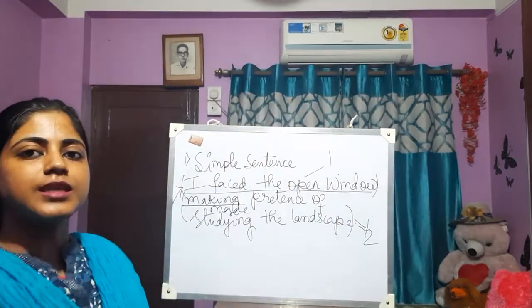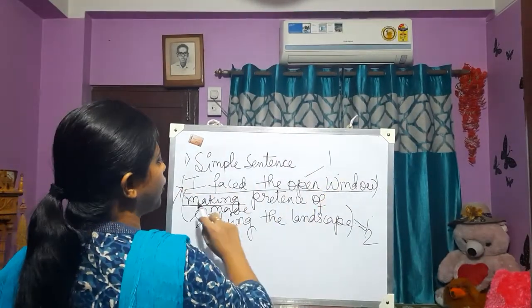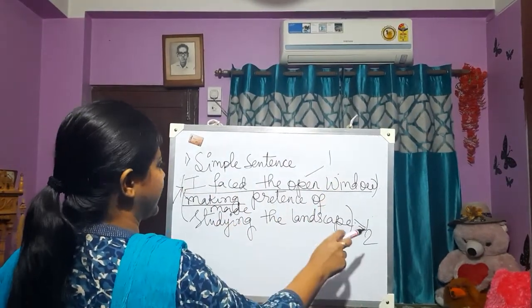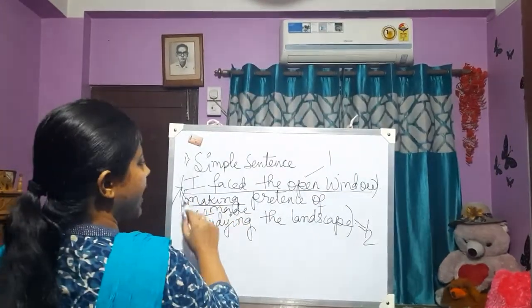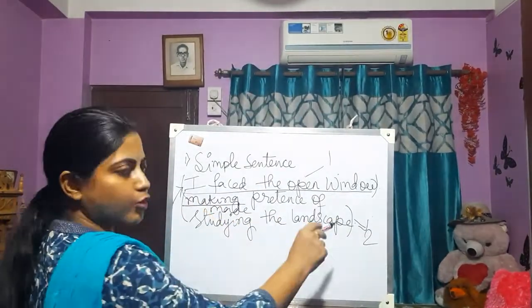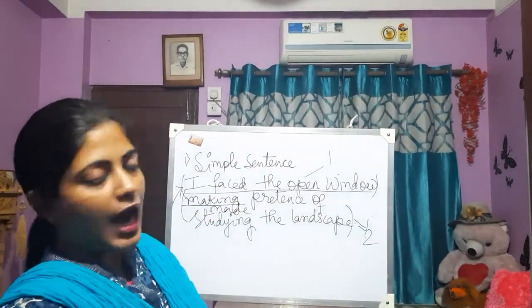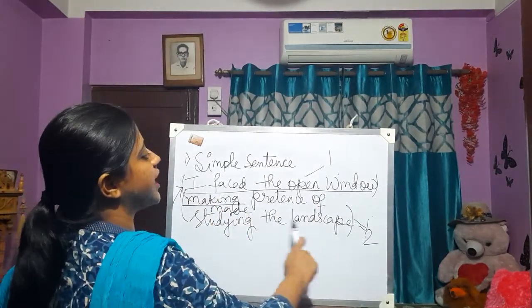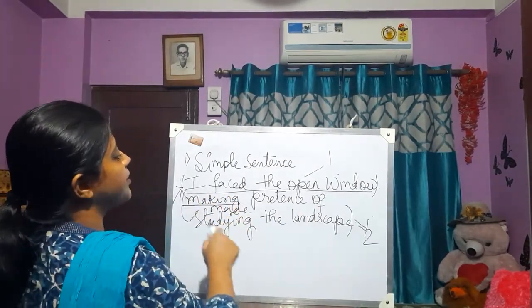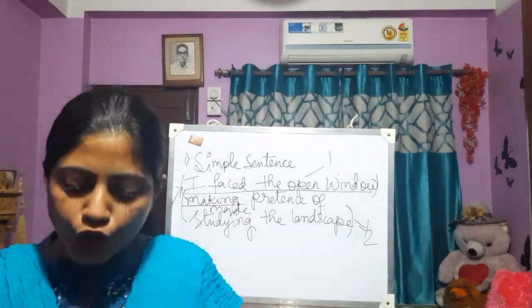I repeat. "I faced the open window making pretense of studying the landscape." Here, "I faced the open window" is 1. Next, this part is remaining. You also have to add a subject to this. The subject will be I. The sentence cannot be "I making pretense of studying the landscape," so this "making" will be changed to "made pretense of studying the landscape." This is sentence number 2.